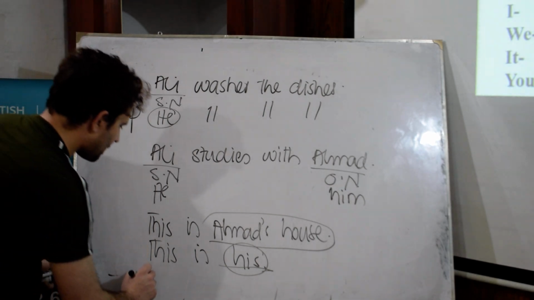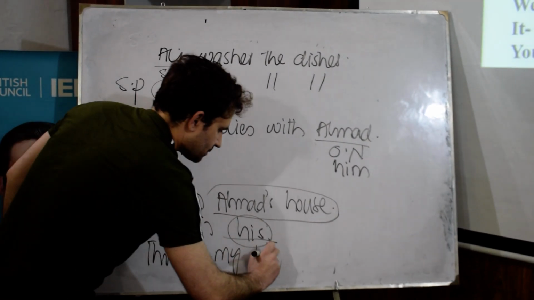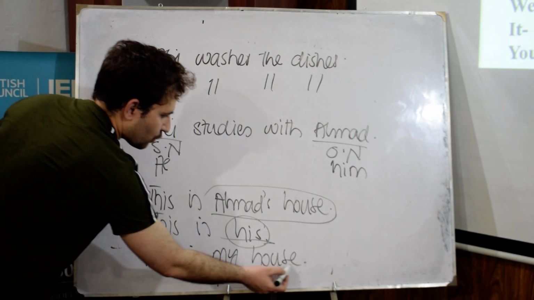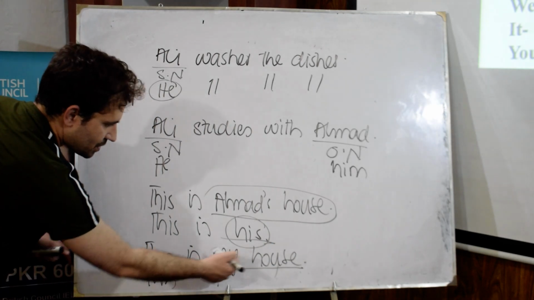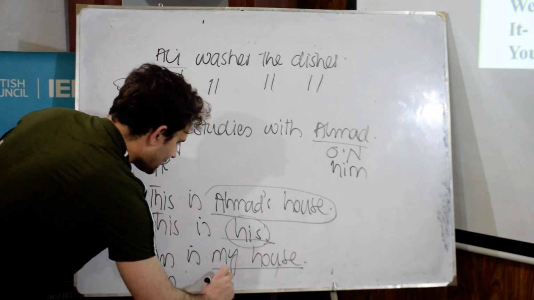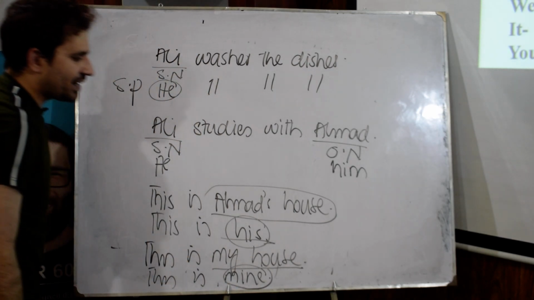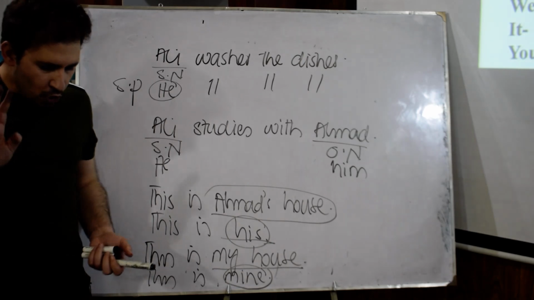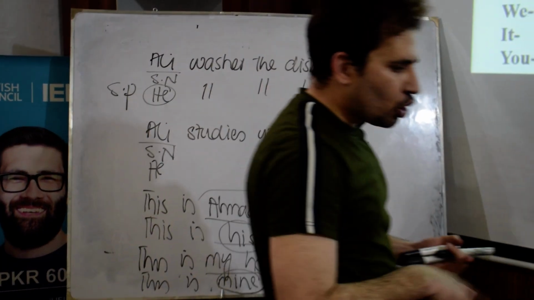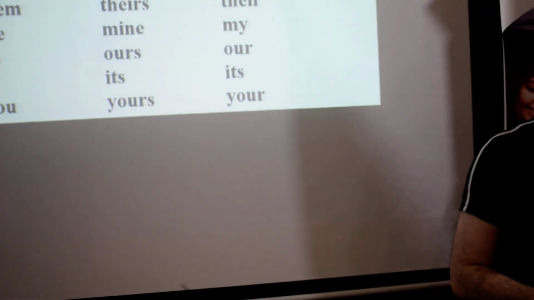Or if I say, for example, this is my house. Now my house, I can say possessive adjective plus noun. I can say this is mine. So what is mine in this case? Mine is called possessive pronoun. So we have talked about four things: subject pronoun, object pronoun, possessive pronoun, and possessive adjectives.